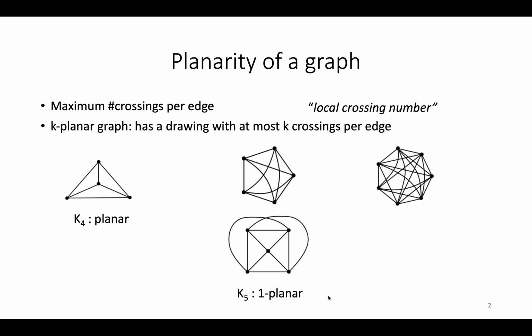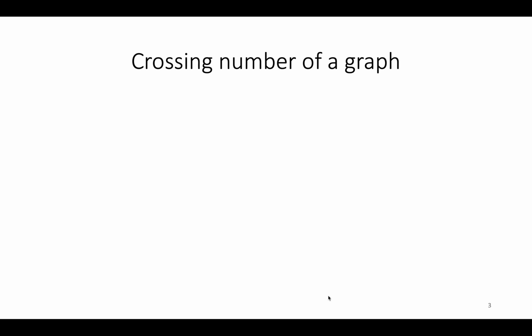However, when you look at K7, it has a drawing where each edge has at most 2 crossings, and K7 is a 2-planar graph. We could also consider the crossing number as a quantity. We count the total number of crossings in a graph, which is called the crossing number.